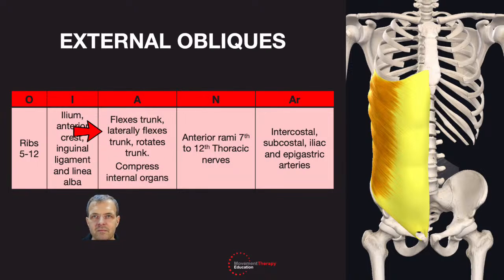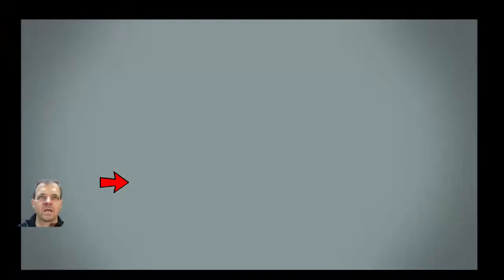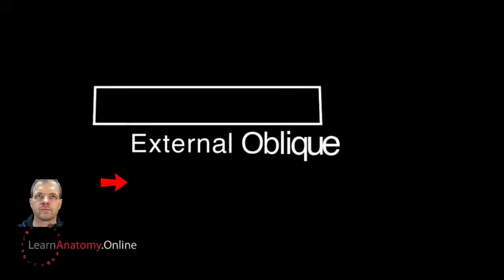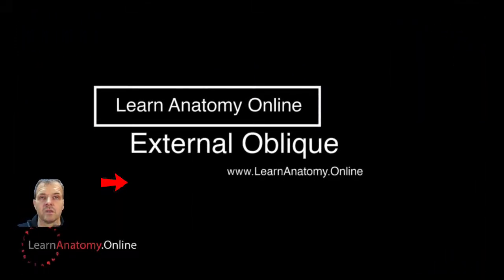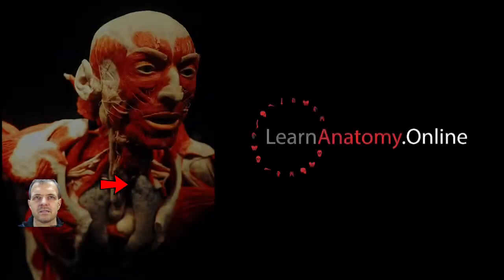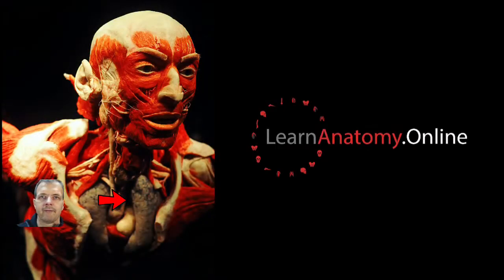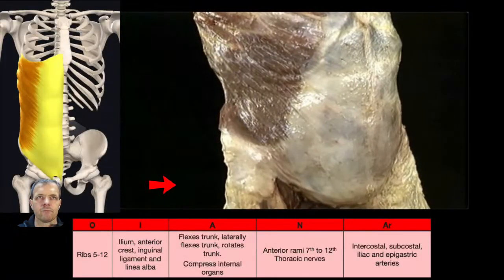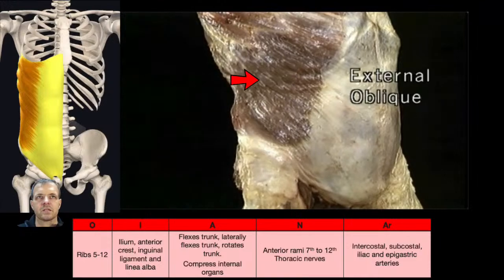Very, very similar in terms of function. Okay, so we've got flexes the trunk, laterally flexes if one side is activating, rotates the trunk and compresses your internal organs. So, but again, very, very similar kind of actions. So let's have a look at that one. So external oblique. Here we go. So this is the most superficial, the one that's just underneath the skin. So there's your external oblique.